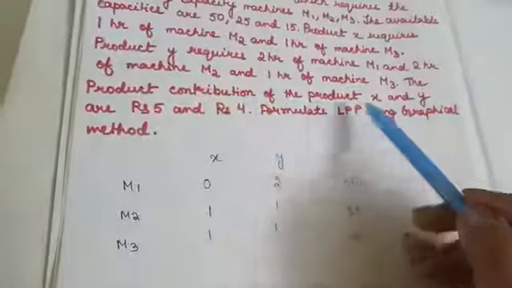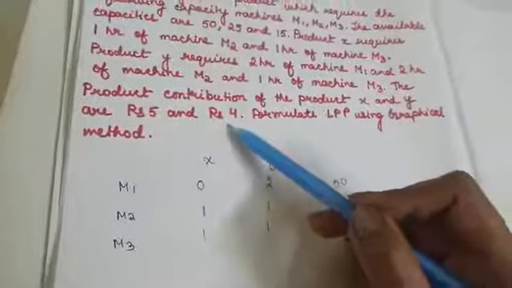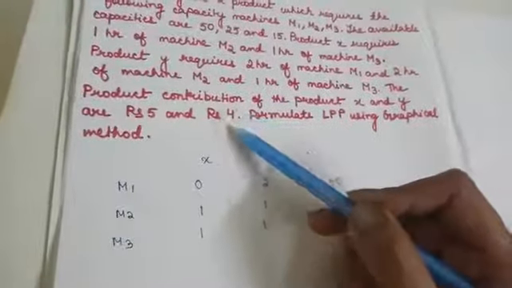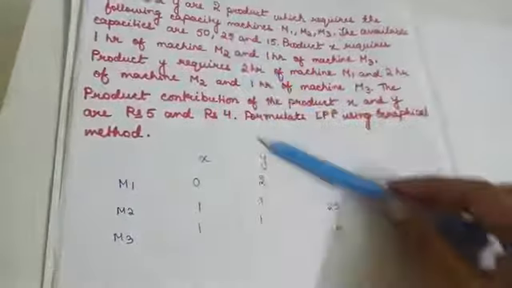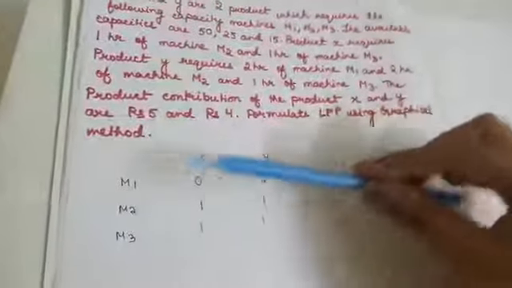The product contribution of the products X and Y are rupees 5 and rupees 4. So from the line itself, as you can understand, the above portion is already completed. Now my next portion will be forming the equation from this. So this portion is done.